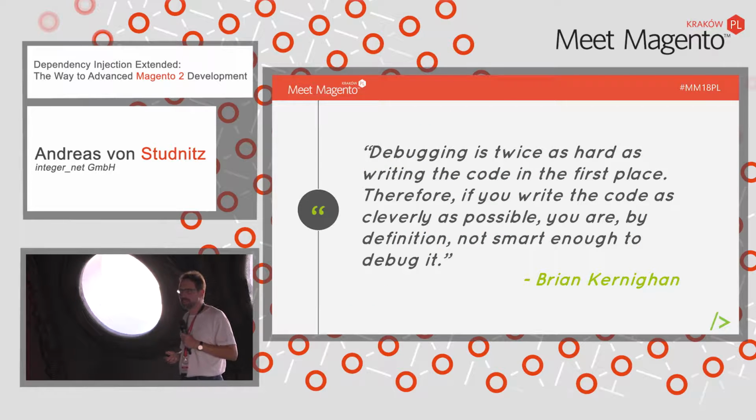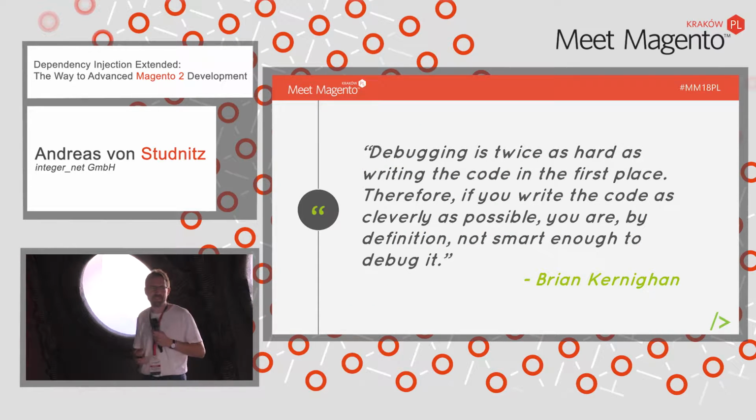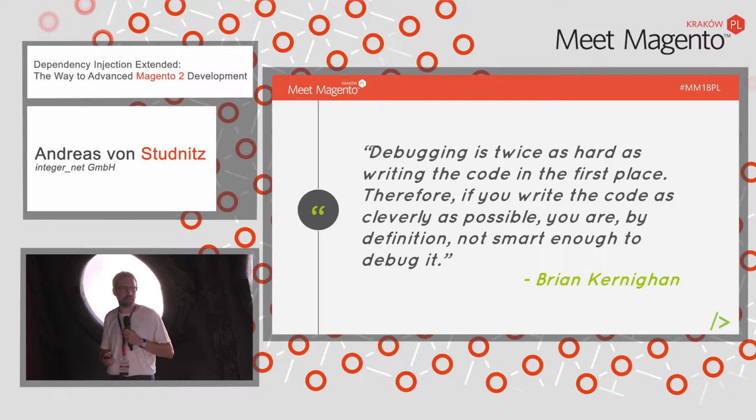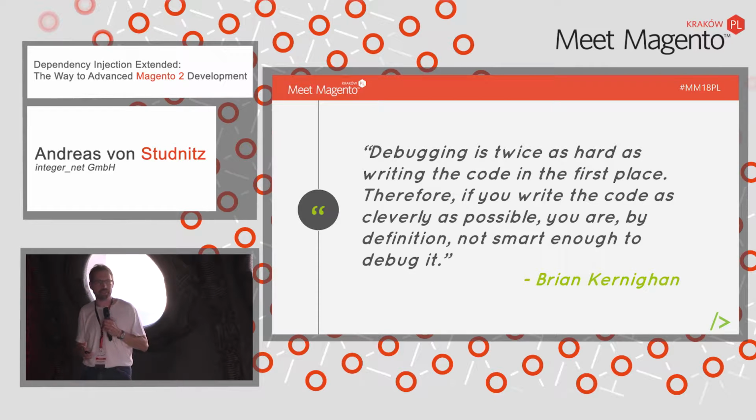And I'd like to close with a quote by Brian Kernighan. Debugging is twice as hard as writing the code in the first place. Therefore, if you write the code as cleverly as possible, you are by definition not smart enough to debug it.